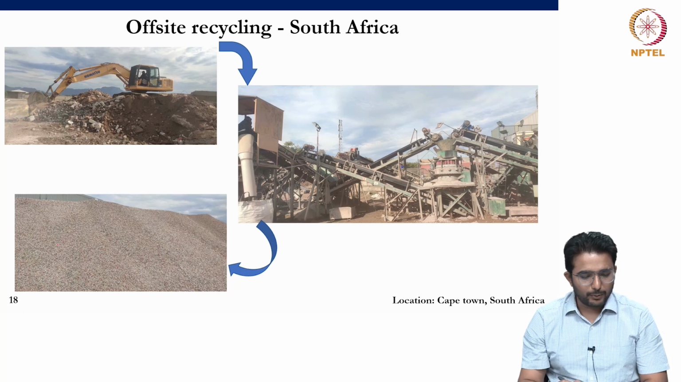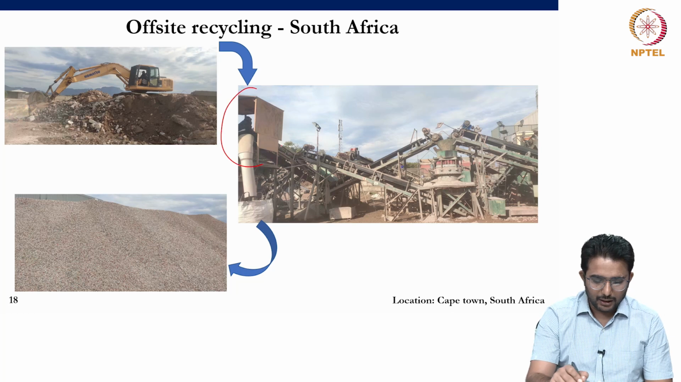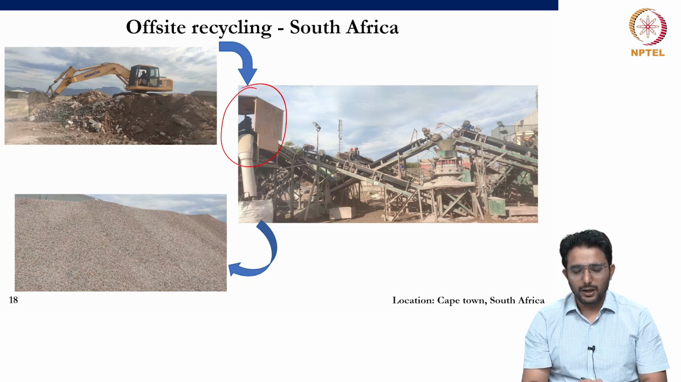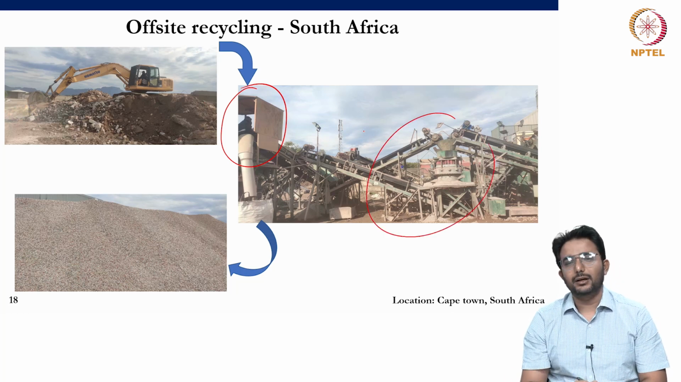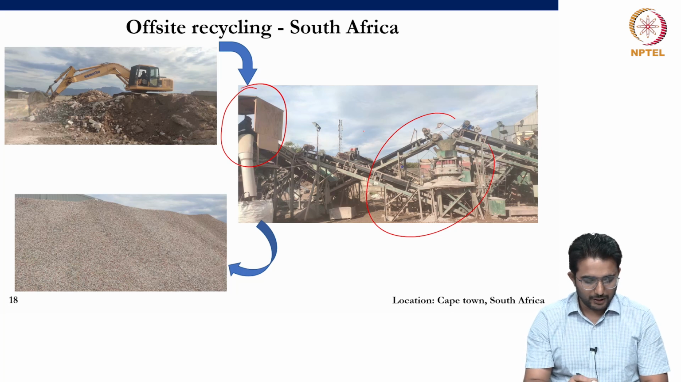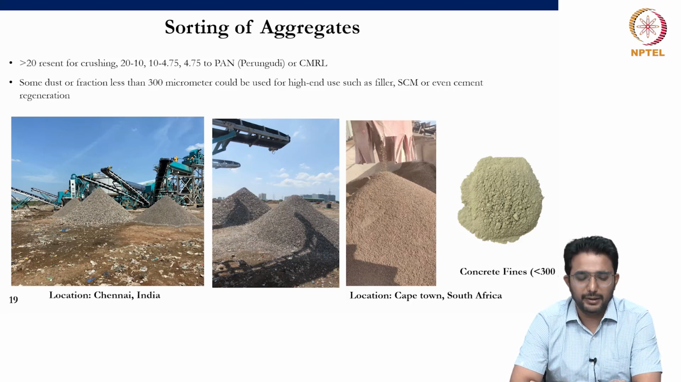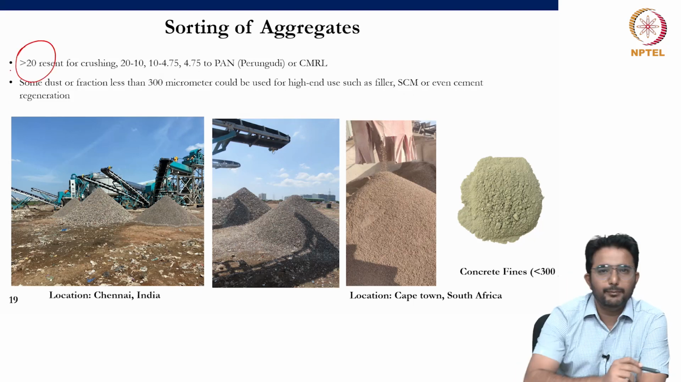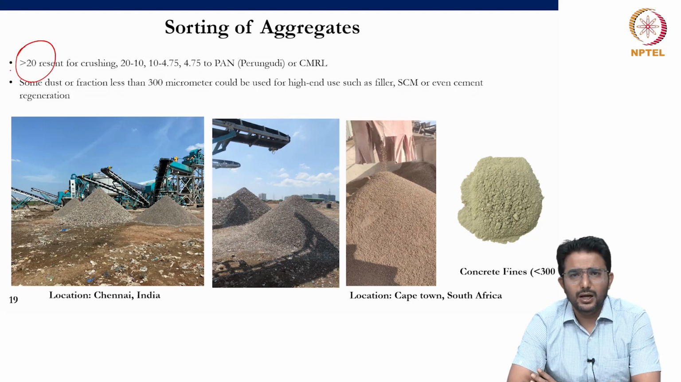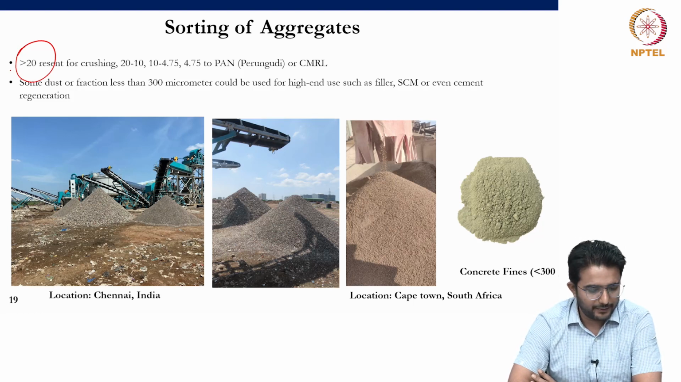A similar process map can be seen in Cape Town, South Africa, wherein the aggregates are crushed with the help of a jaw crusher. However, the second crusher in this particular case was a gyratory crusher in order to get good shape aggregates. So two things happen after the aggregates are crushed. One, the big size aggregates, normally more than 20 mm, if not required, will again be sent for recrushing, right?